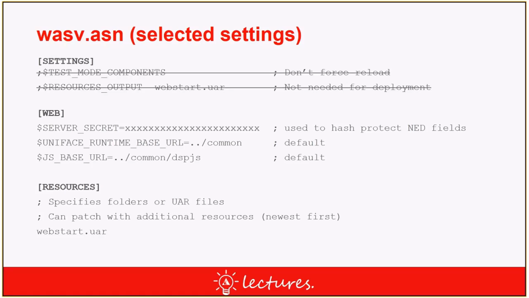Resources then is just where we actually put our compiled components, all my objects. In this example, I'm using a UAR file, which is basically a zip of a folder. You could actually specify a folder name instead. Either works, so whichever you prefer, really.